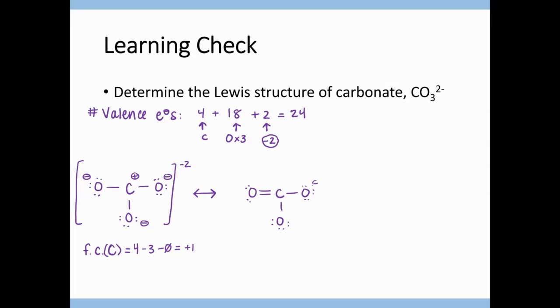Second structure, single bonded oxygens have a -1 charge. We showed that calculation on the previous slide. Double bonded oxygens have a 0 formal charge. We saw that on the previous slide. And if we do formal charge of carbon here, 4th column, so 4 valence electrons, it has 4 bonds, has 0 lone pairs, so we have a formal charge of 0. So overall, this structure has a -2 charge. So this resonance structure is more stable.